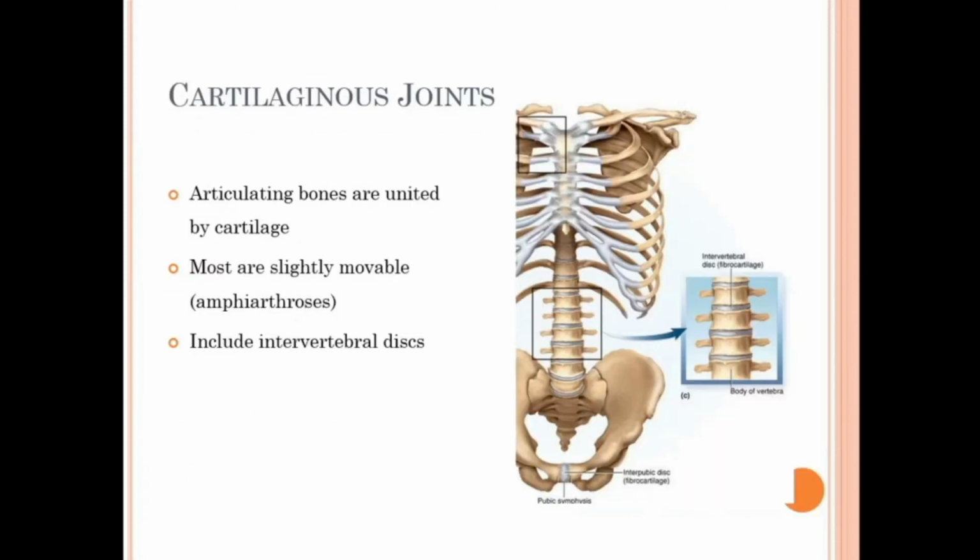Then comes the cartilaginous joints. They are basically slightly movable or sometimes immovable. So the bones are attached together by the help of the cartilaginous fusions. So most commonly slightly movable, present in the intervertebral discs, or in the ribs and sternal area, and some other major joints in the pelvic region.